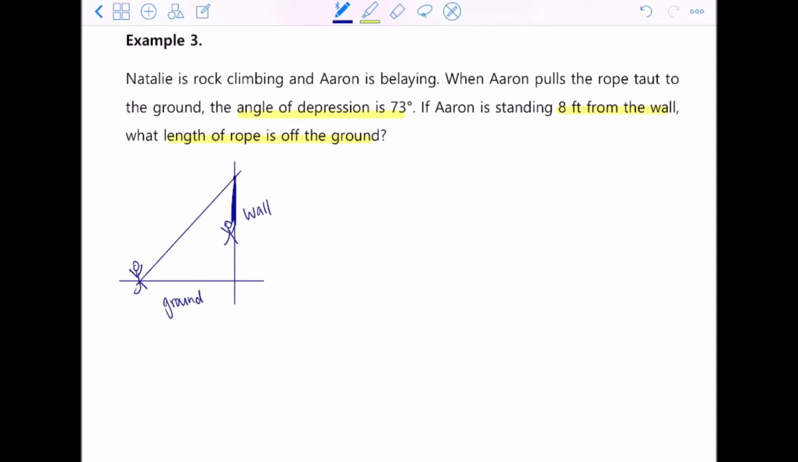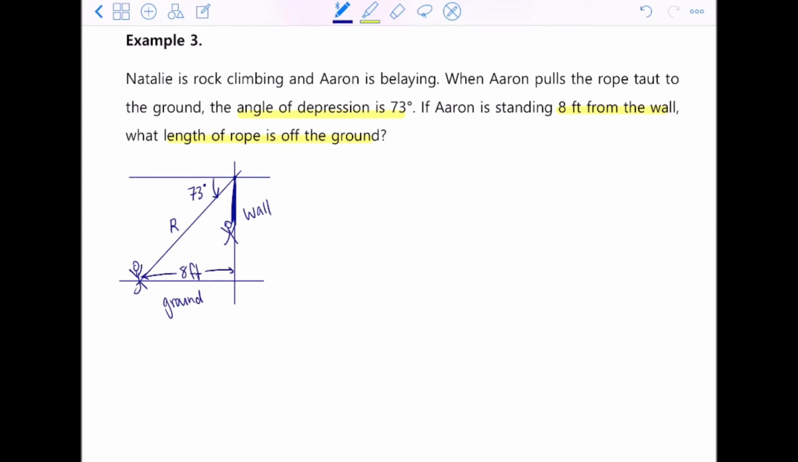All right, and it says the angle of depression is 73 degrees. What they mean by that is the angle of depression must have the horizontal, and you have to go below that. So we have the angle of depression from horizontal down to this side. So this is 73 degrees. And I'm going to denote R for rope. And we know that Aaron is standing 8 feet from the wall, here to here.